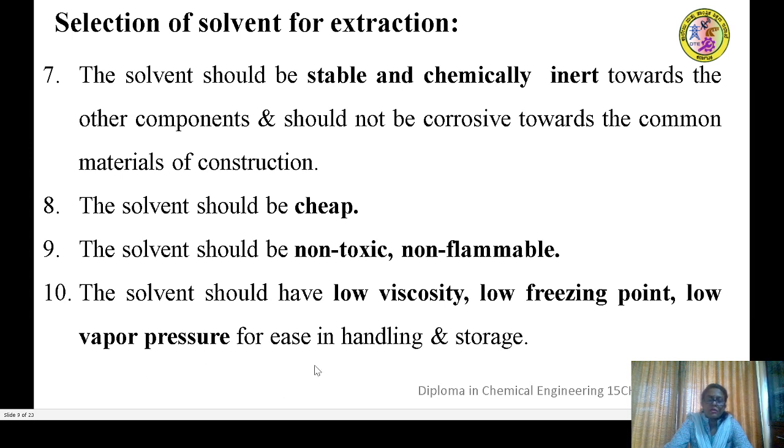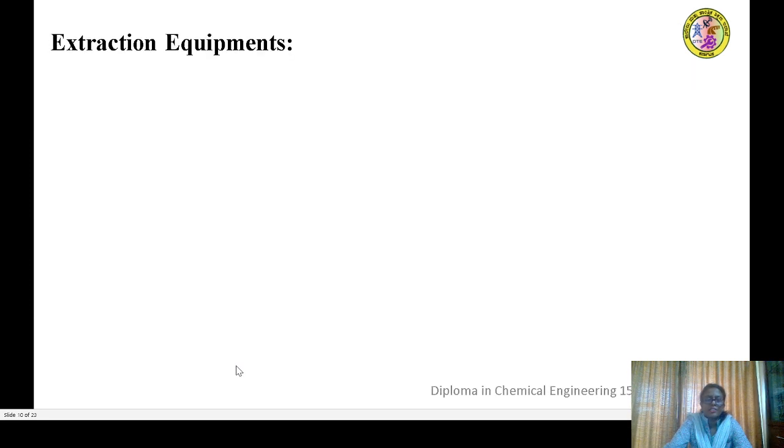Low vapor pressure is also very important, because if it has high vapor pressure, whenever there is a temperature rise, the solvent may get vaporized and it will be wasted. To avoid that, the solvent should have a low vapor pressure. So these characteristics are important from the point of view of handling and storage of the solvent in the plant. So that is all about the selection of solvent for extraction.